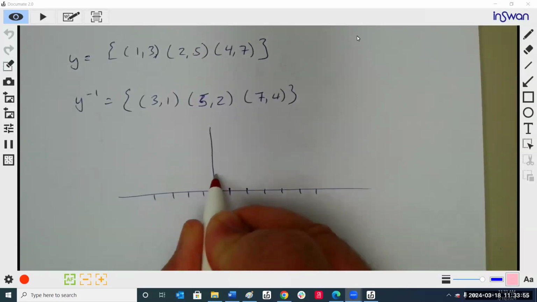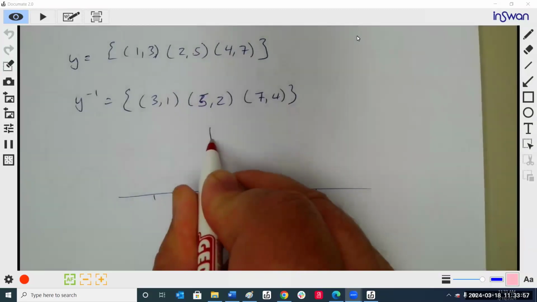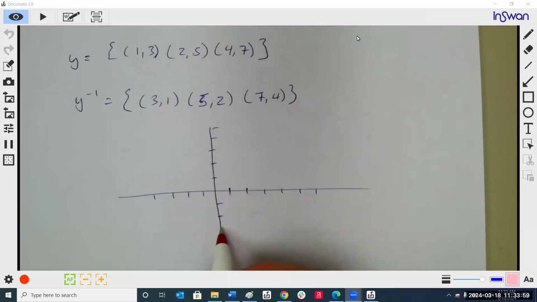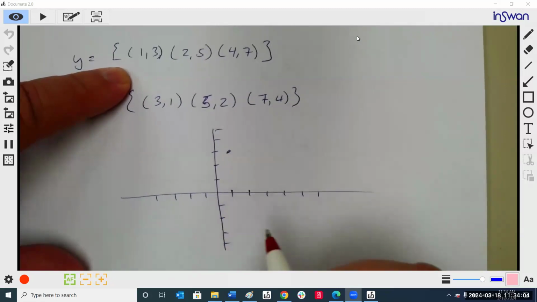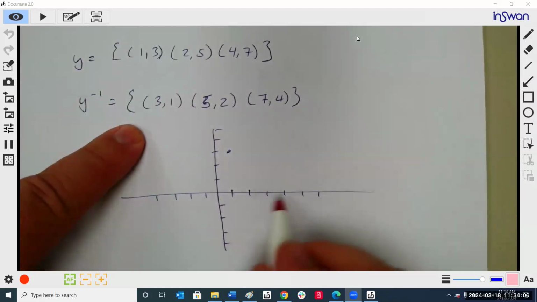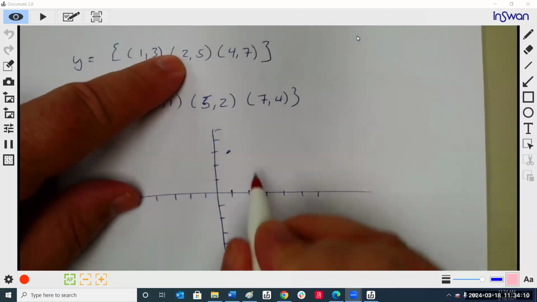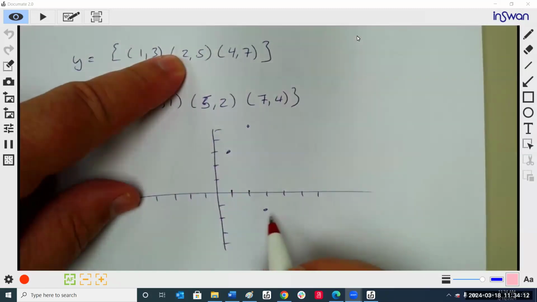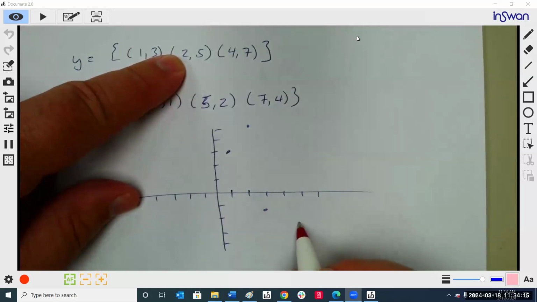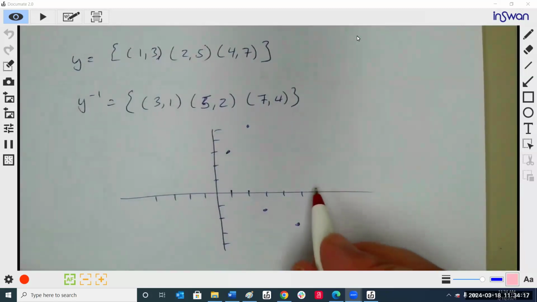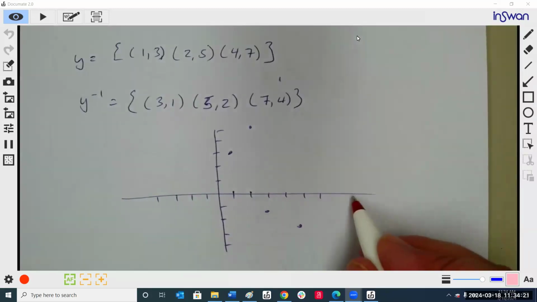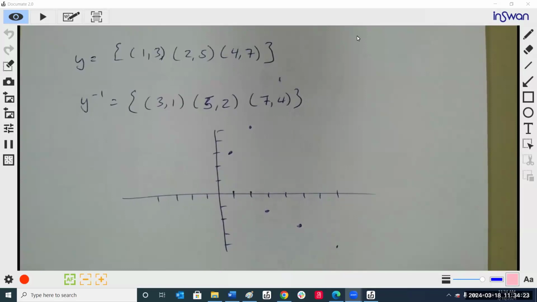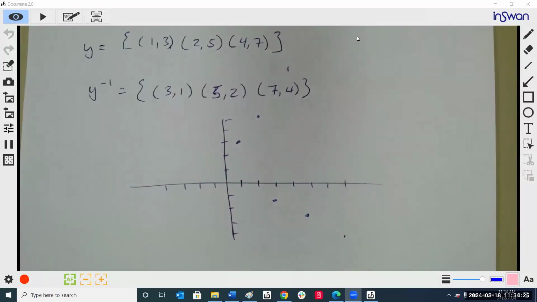Right there. A little bit of both, actually. So we have (1, 3) becomes (3, 1). (2, 5) becomes (5, 2). And then (4, 7) becomes (7, 4).